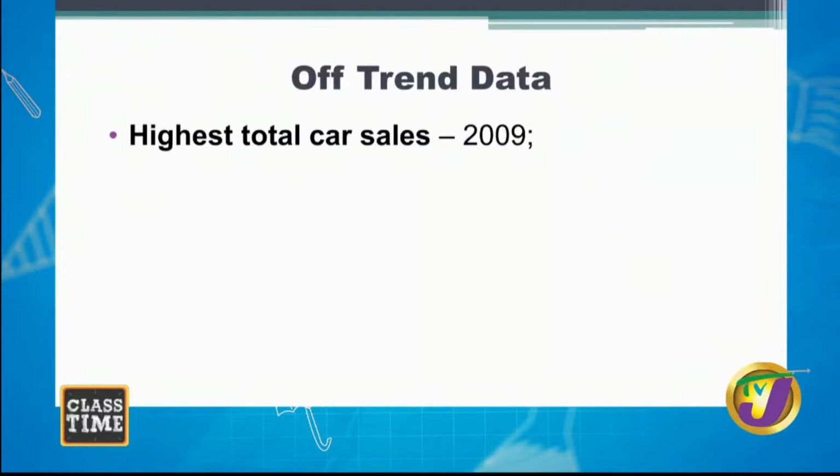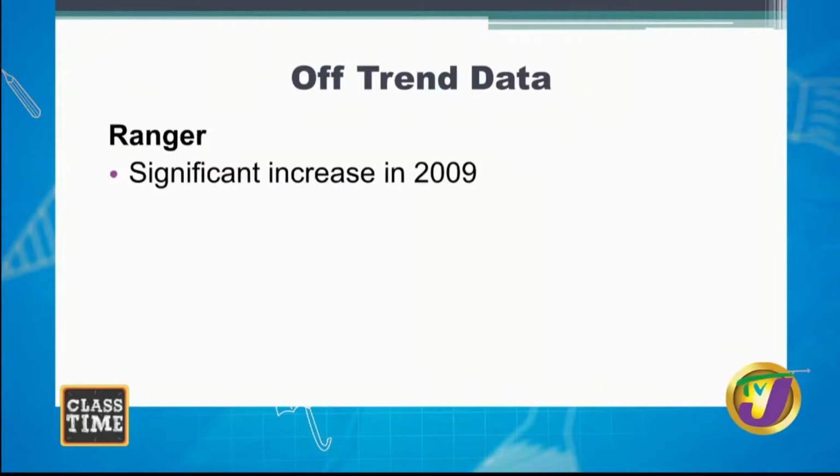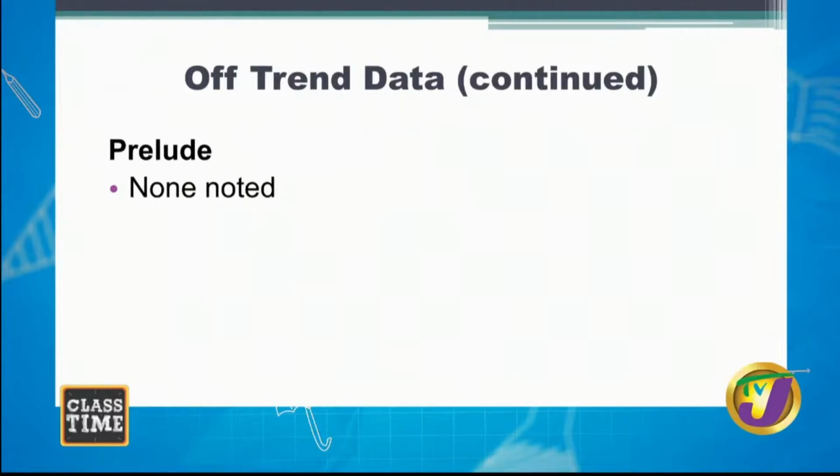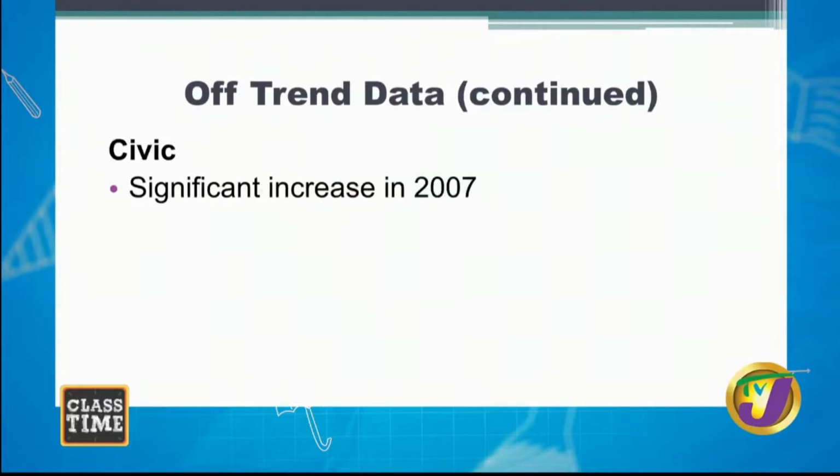So, off-trend data. This is outside of the trends we noticed. We noticed that the highest total car sales occurred in 2009. The next thing we noticed is that the Ranger had a significant increase in 2009, which perhaps contributed to the high car sales. We don't know yet. We also noticed that the Intrepid experienced a very sharp decrease in 2007. For the Prelude, nothing really happened. The figures were fairly consistent for the Prelude. And for the Civic, there was a significant decrease in 2007.